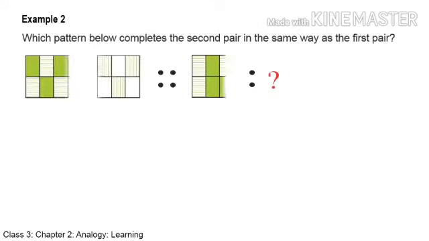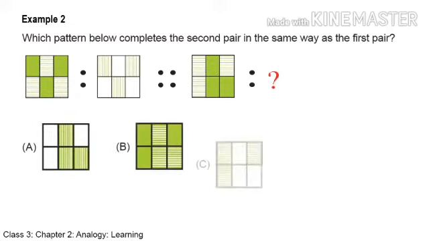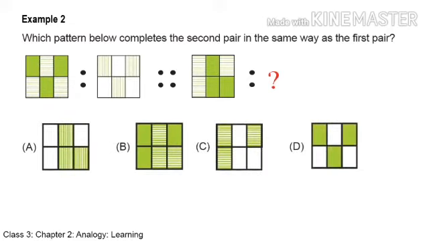Let's move on to the next example. Look at these pairs. Which pattern do you think completes the second pair in the same way as the first pair? Is it option A, B, C, or D?